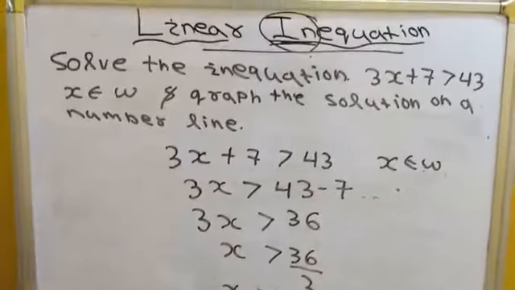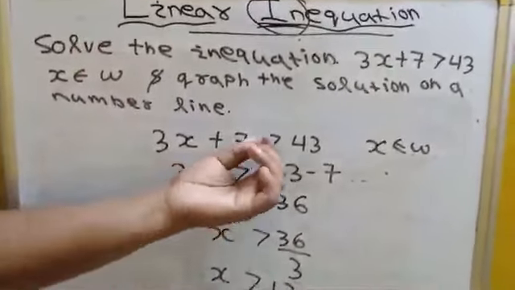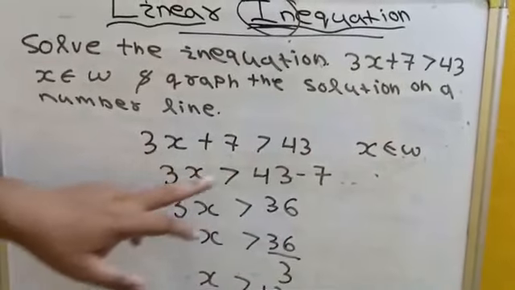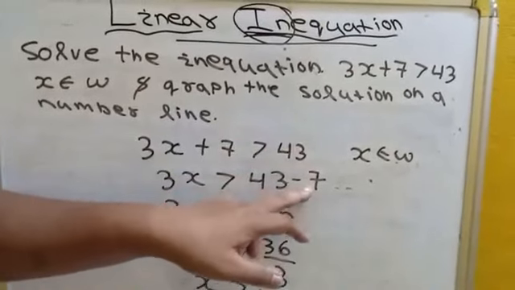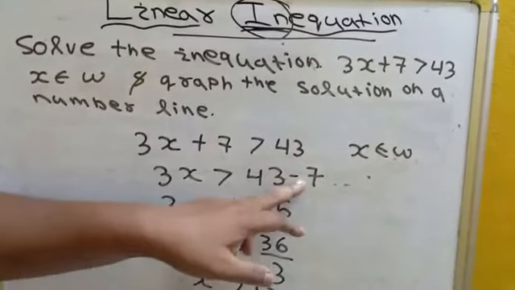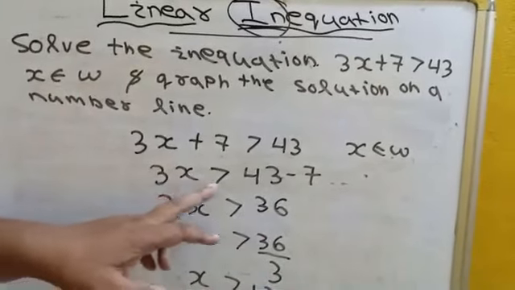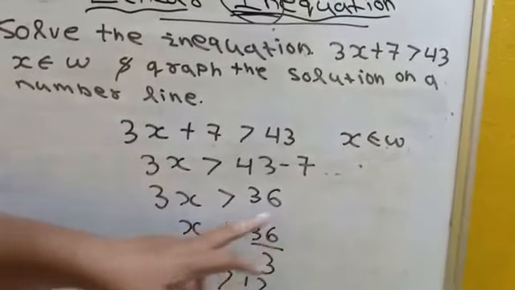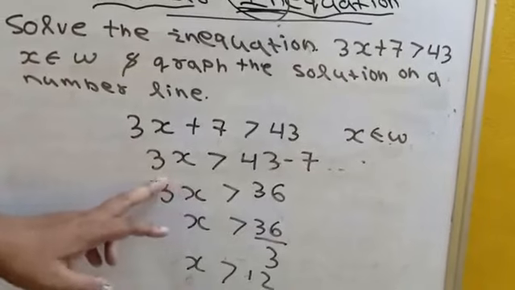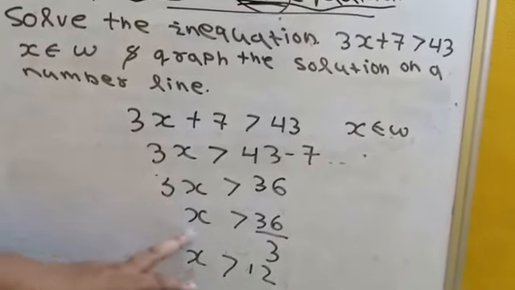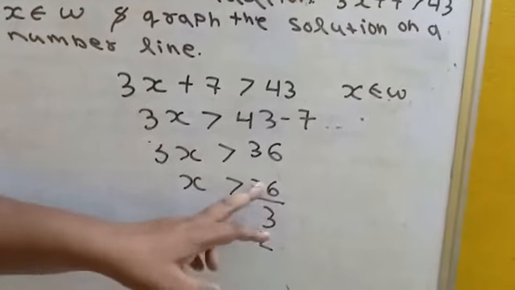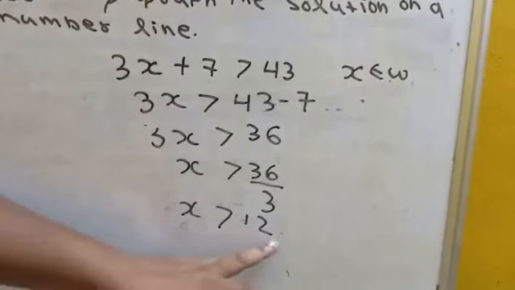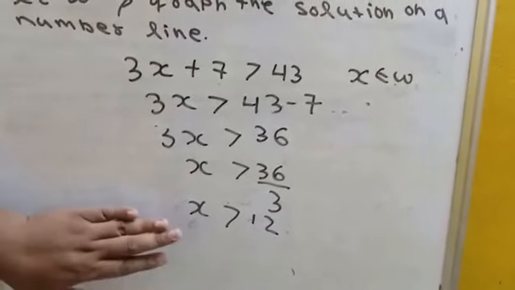What have we done? In an equation, only equal to is there. When you shift a number to the other side, the plus sign is converted into minus. So plus 7 I have written as minus 7. So 3x greater than 43 minus 7, 3x greater than 36. Here 3 is multiplied with x, so when 3 goes to that side, it will divide. So 3x divided by 3 gives x greater than 12. So this one is solved.